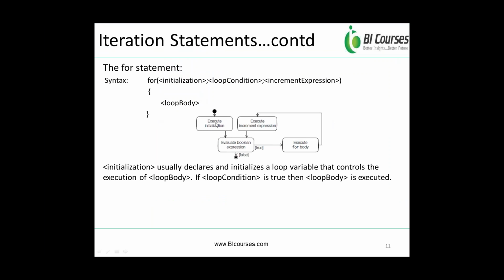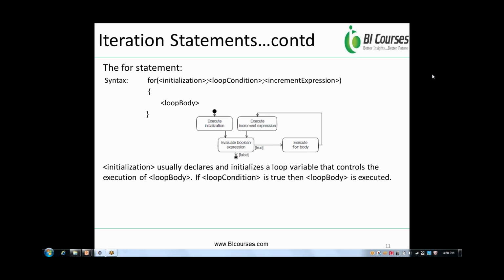Okay, so here initialization, and then execute increment. First it initializes and evaluates the boolean expression, so it will check whether the expression is true. If it is true, execute the body and then increment. So first execute the body, then increment, and check if the expression is true, then evaluate the boolean expression. If it is true, execute again, or else end the loop. So like this it will work. It initializes first and checks the expression. If the expression is true, it executes the body and then increments.